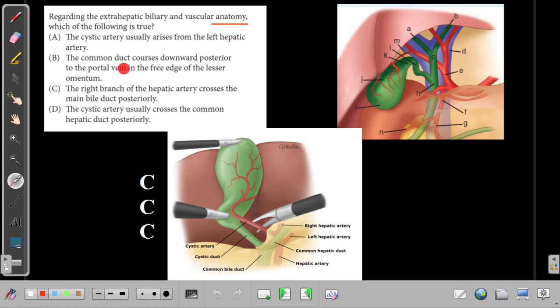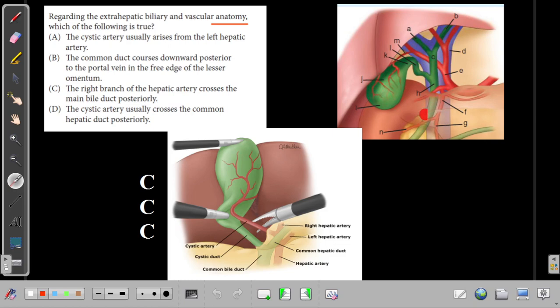The common duct courses downwards posterior to the portal vein in the free edge of the lesser omentum. يقصد الcommon bile duct ماشية ورا البورتال vein. This is untrue. Common bile duct lies in front of the portal vein. The right branch of the hepatic artery crosses the main bile duct posteriorly. This is true. This is the true statement.